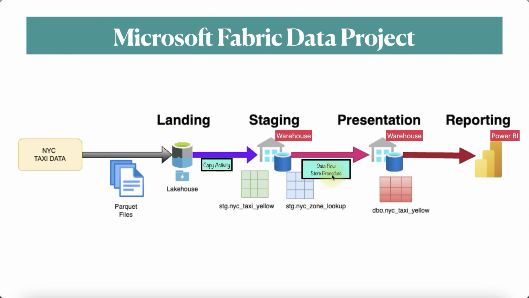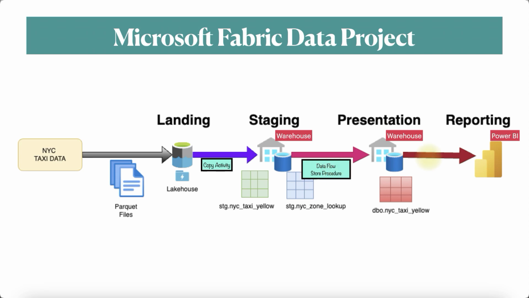Next, we will use the Dataflow Gen2 activity to clean and process the yellow taxi data as well as the taxi zone lookup data from the staging layer. We will combine these datasets and load them into the warehouse, making the data ready for serving for reporting. Later in this project, we will replace this Dataflow Gen2 activity with a stored procedure. This will help us demonstrate how a stored procedure can provide a more efficient way to process the data.